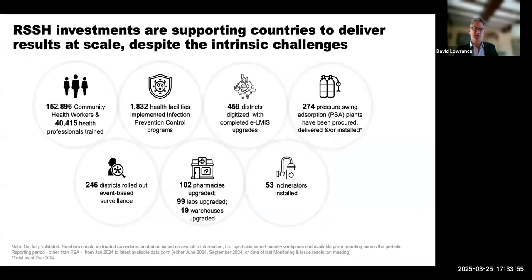Okay, so to set the tone, I wanted to provide this slide, which tries to summarize a lot of the outputs and outcomes, and in different ways the impact, of the last year of implementation. So this is really the products of 2024 investments. And you can see this impressive evidence that we've been able to support countries to deliver results at scale across community health worker programs, digital health investments, medical oxygen, waste management, infection prevention and control, and a number of other areas. So really impressive, just numbers-wise, and that's quite new. We haven't had these types of data to provide in the past, so it's been exciting to see.